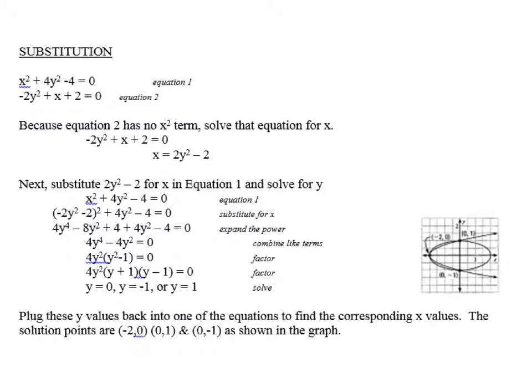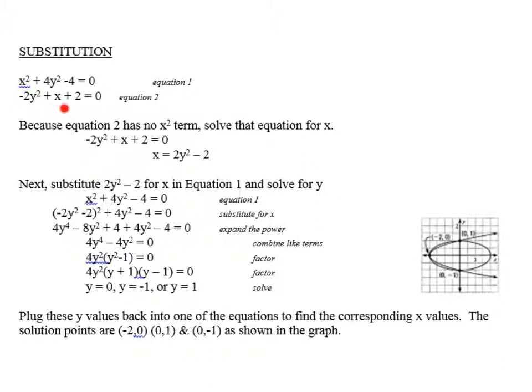So let's look at an example where we might use substitution on these conics. So I have two equations. I have this one here. You can tell that this one is an ellipse because you've got the x squared and the y squared with different coefficients. This one only has a y squared, so it's a parabola. So we're going to do substitution.